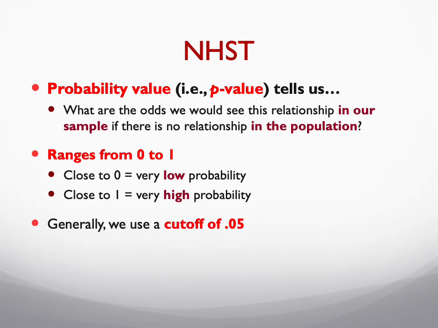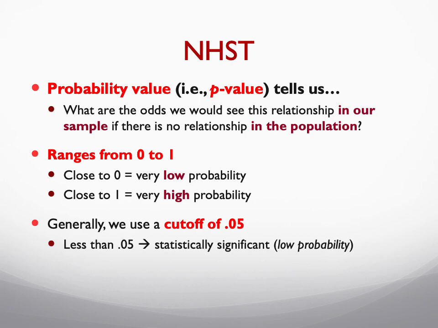Generally, in social science research, we're using a cutoff of 0.05 for our p-value. When our p-value is less than 0.05, we say that it is a statistically significant result. In essence, the result that I've obtained suggests that there's a very low probability that I live in the world of the null hypothesis.